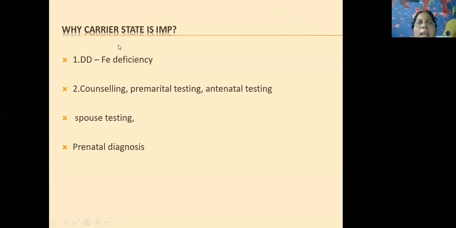So why is the carrier state important? For laboratory people, it is for differentiating iron deficiency. The second is for counseling, premarital testing, and antenatal testing. Before marriage, you can test and find a spouse who is not a carrier.